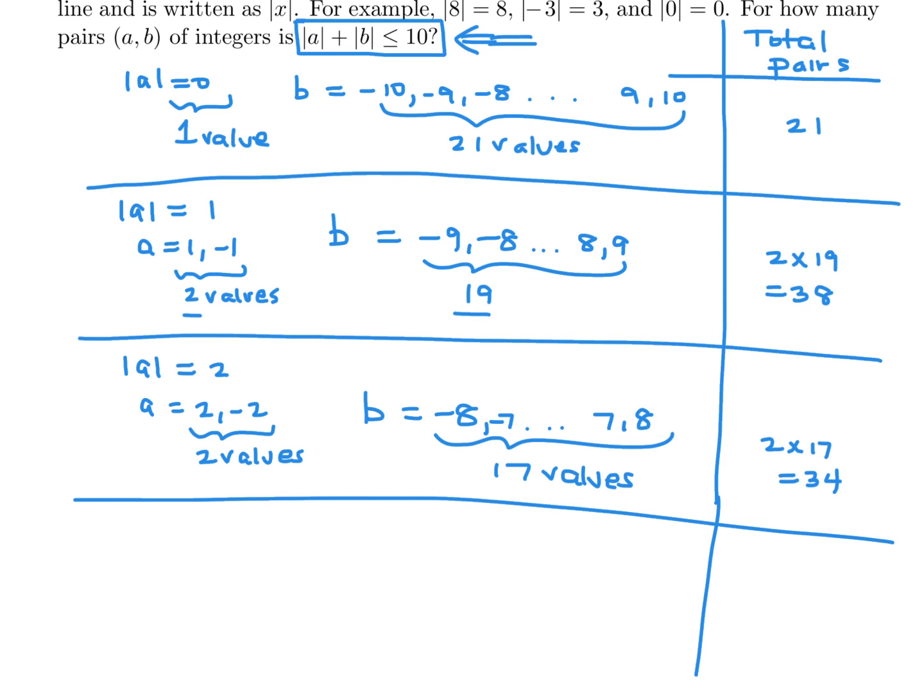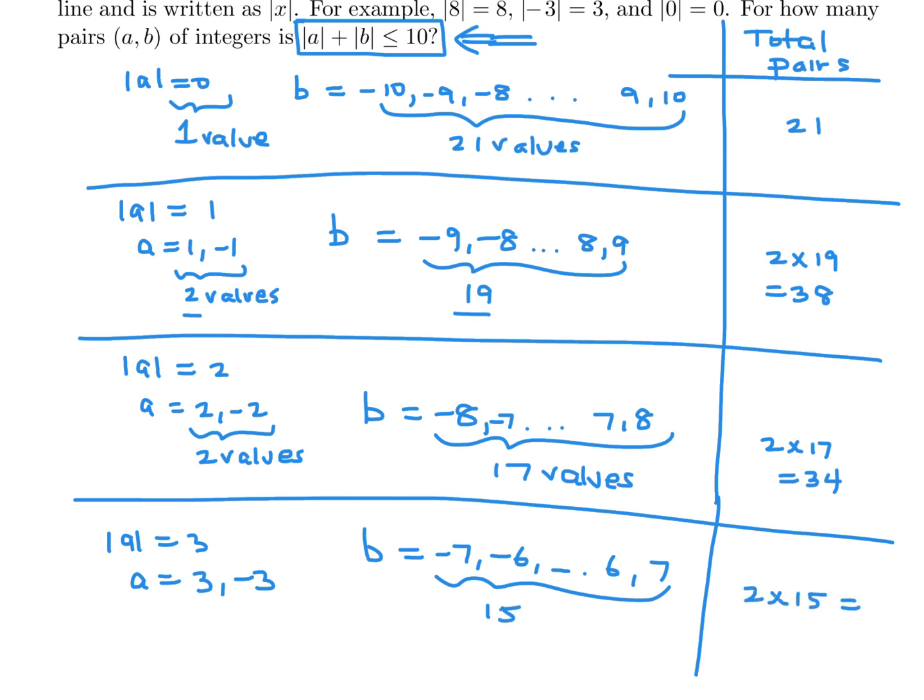Okay, I think we'll do one more, and that should be able to allow most people to detect a pattern. How about absolute value of A is 3? Now A is either 3 or negative 3, and then B would be minus 7, minus 6, all the way till 6 or 7. That, I believe, is 15 values. So 2 times 15 for this guy, and that's 30. So as you can see, it goes down by 4 each time.